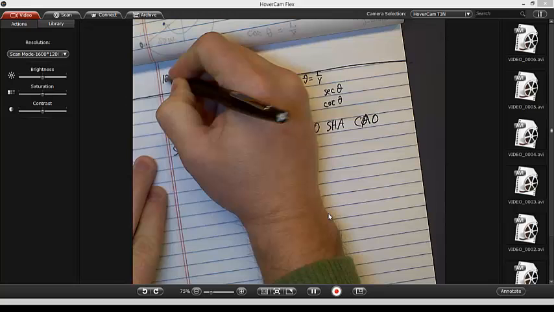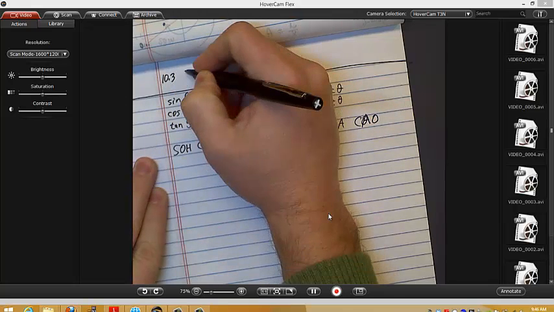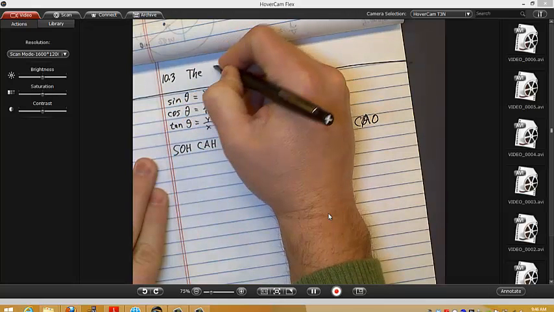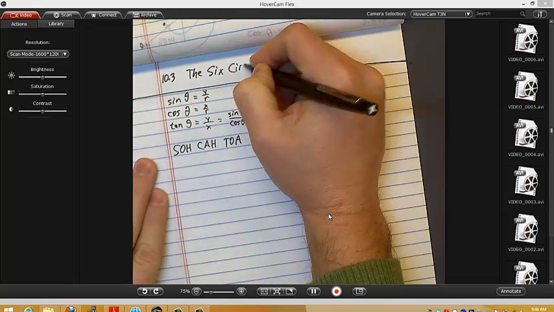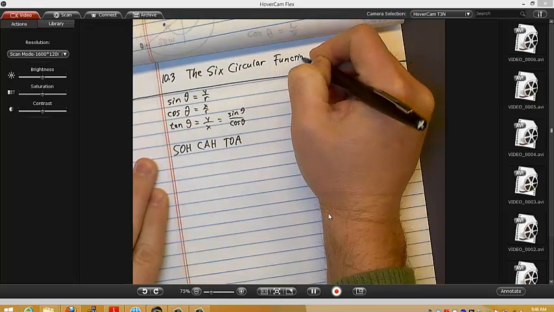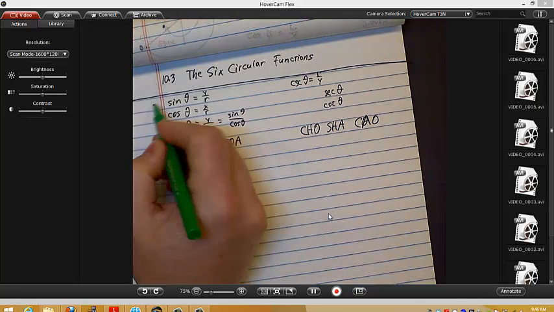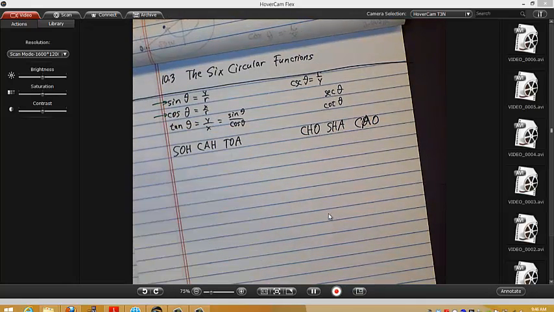So this is going to be, and I know you can't quite see it yet. Here we go. Section 10.3 is on the 6 circular functions. And the ones we covered so far, we covered the sine and the cosine. Okay? Sine being the y-coordinate, cosine being the x-coordinate of the unit circle.